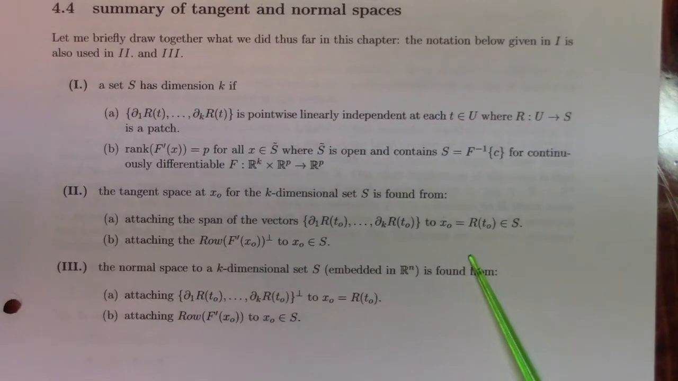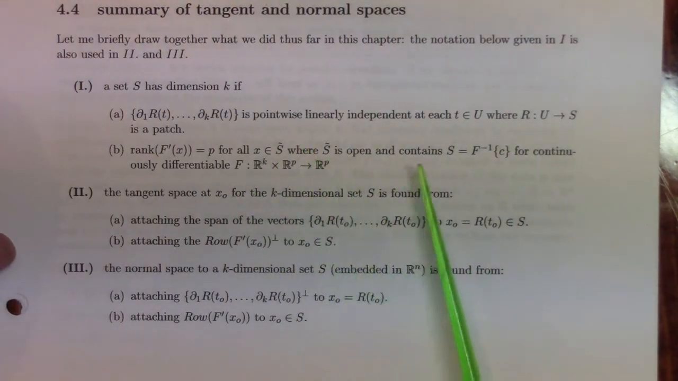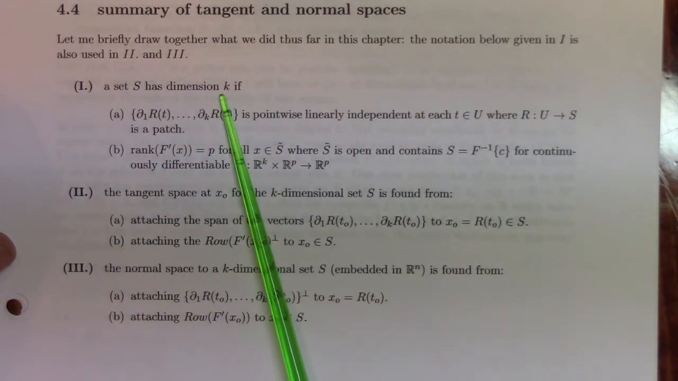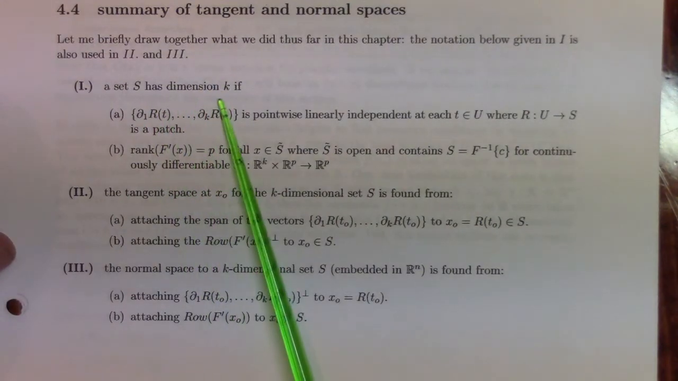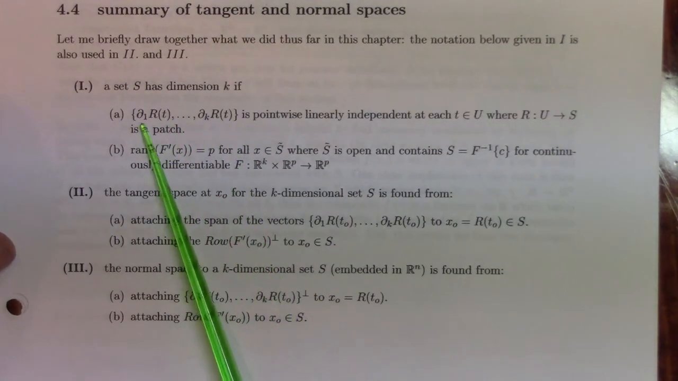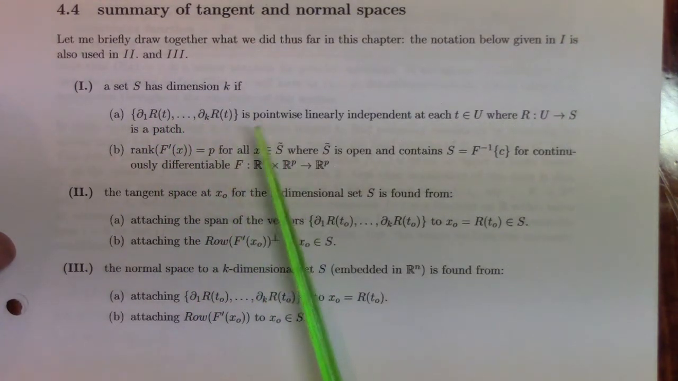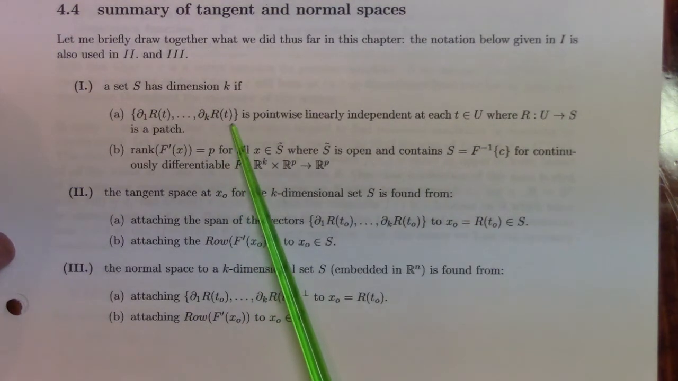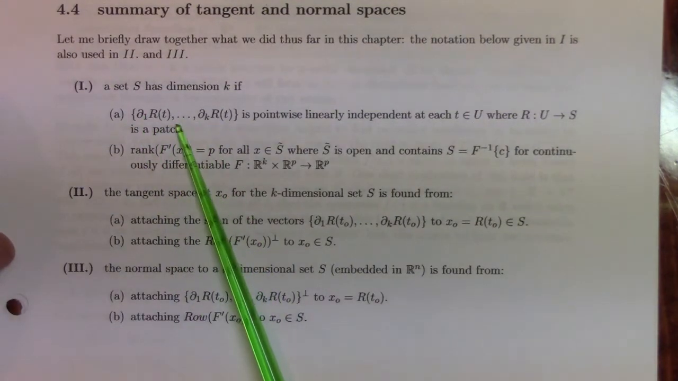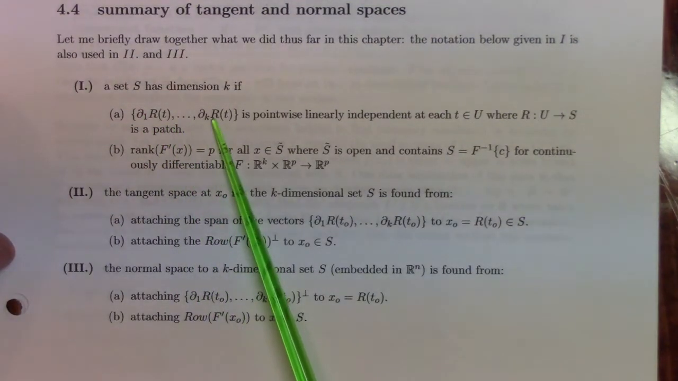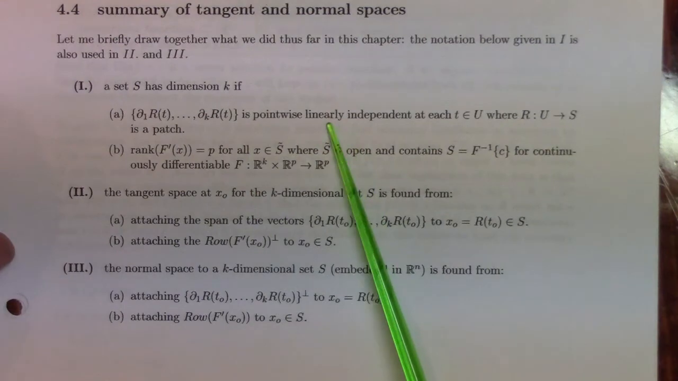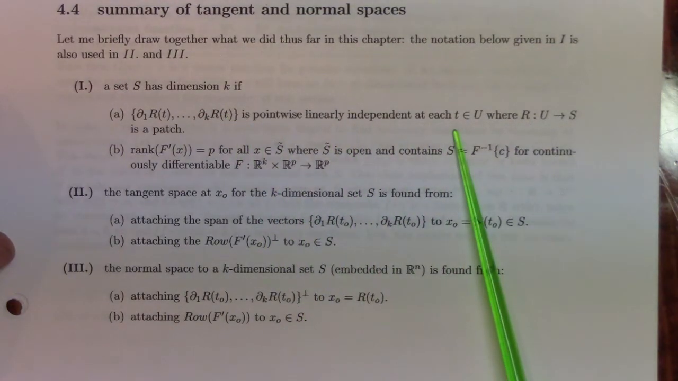Just to summarize, we can describe a manifold, or a set if you like, a k-dimensional manifold, and manifold's a better word here. We can describe it as being given by a patch, where the columns of the Jacobian matrix of the patch, the partial derivatives, are linearly independent, and you have k of them. They have to be linearly independent at each point in the domain.